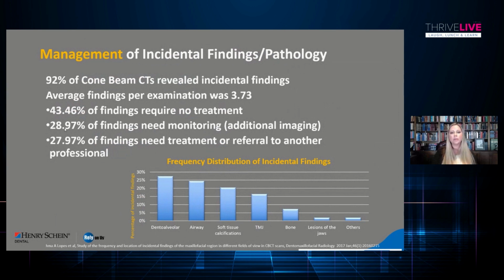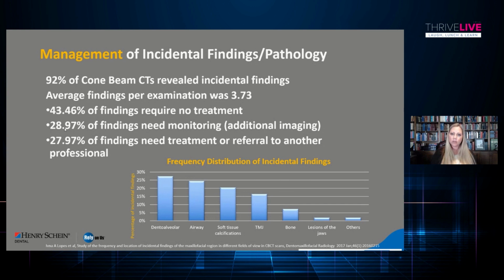We know the majority of cone beam CT scans will reveal incidental findings. And in all of the research that has been published, as well as in our private practice, we tend to see about 3 to 4 incidental findings per scan. It's incredibly rare to go through a scan and not find anything. So just know you're going to see about 3 to 4 incidental findings per scan. Now, the majority of these really require no treatment. It might be something like a dense bone island. You might have some physiological soft tissue calcifications that really don't matter.